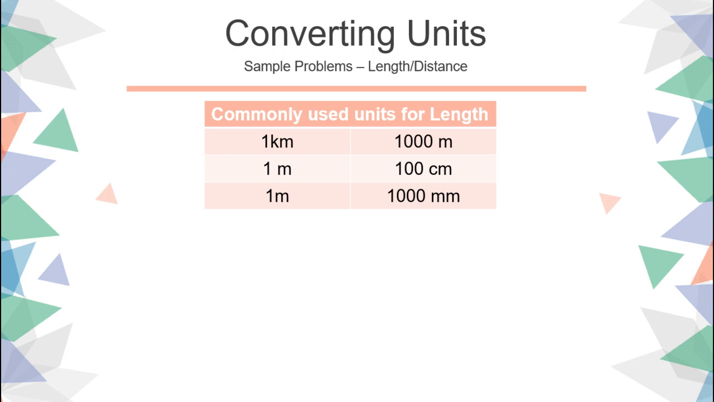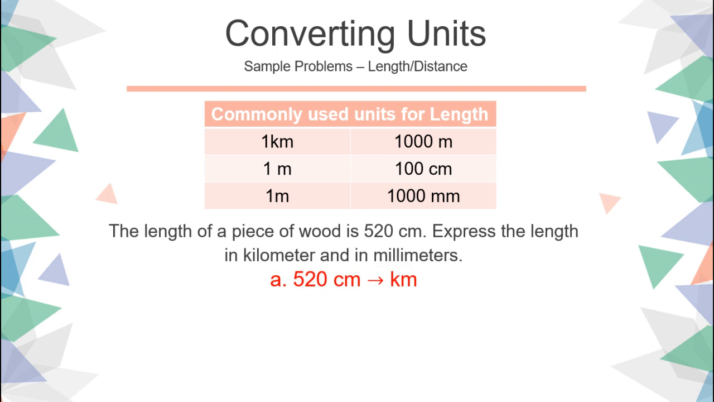Now, a problem. The length of a piece of wood is 520 centimeters. Express the length in kilometers and in millimeters. So again, we have two desired units, kilometer and millimeters, from 520 centimeters. So first, 520 centimeters to kilometer. Again, we copy the given, 520 centimeters.